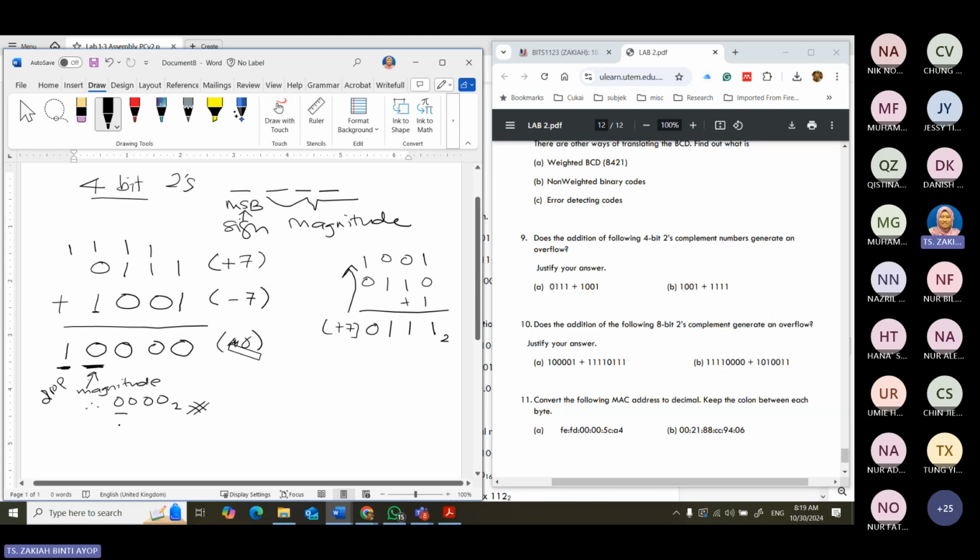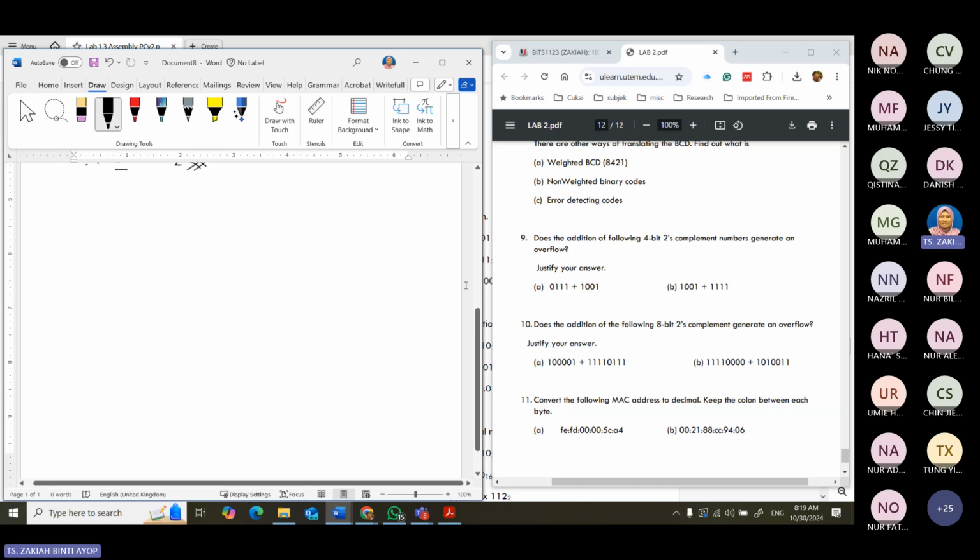Okay. Now let me continue with the second question: 1001 plus 1111. Okay, so I'll go down. Now we follow the same thing. This is 4 bits. Now I need to calculate 1001 and then plus 1111. I would put it together and then add it as usual.